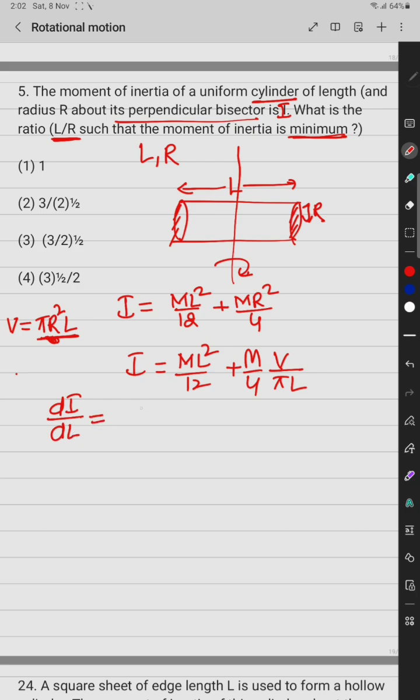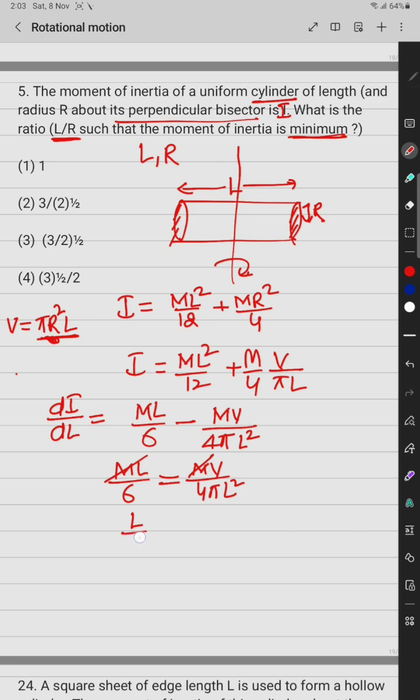So dI by dL is mass into L square by 12, which means ml by 6, and mV upon 4 pi into L to the power minus 1, whose derivative is minus L to the power minus 2, which means 1 upon L square. If we put the value, ml by 6 minus mV by 4 pi L square equal to 0, both are equal. M cancels with M. Then it is L by 6 equal to pi r square, length upon 4 pi L square.